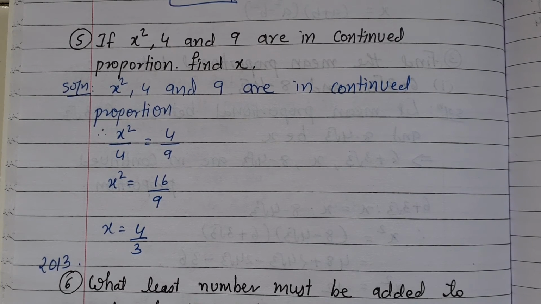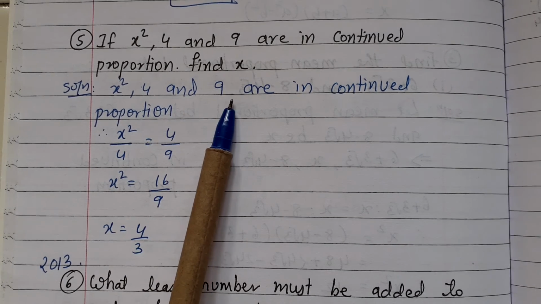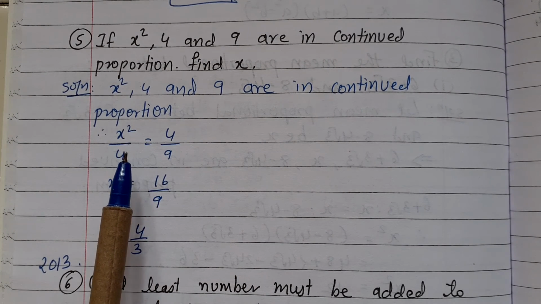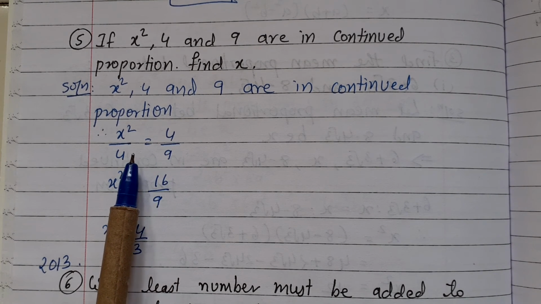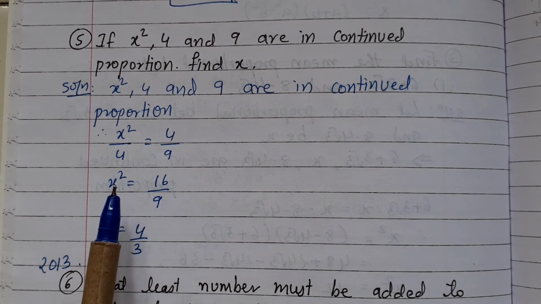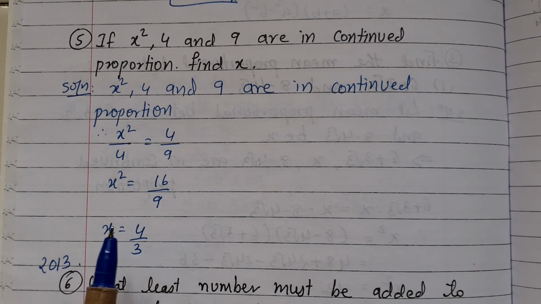Sum number 5. If x square, 4 and 9 are in continued proportion, find x. x square, 4 and 9 are in continued proportion. Means x square upon 4 equal to 4 upon 9. Take 4 on the right hand side into 4. x square is equal to 4 into 4, 16 upon 9. x equal to 4 upon 3.